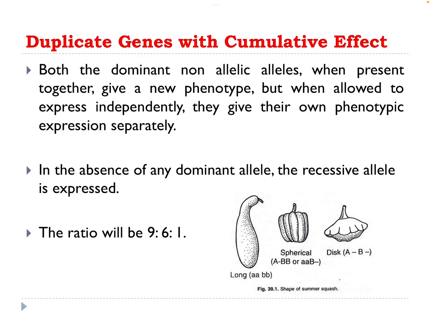So, another type of epistasis is the duplicate genes with cumulative effect. Both the dominant non-allelic alleles, when present together, give a new phenotype, but when allowed to express independently, they give their own phenotypic expression separately. In the absence of any dominant allele, the recessive allele is expressed. So, the ratio will be 9:6:1.